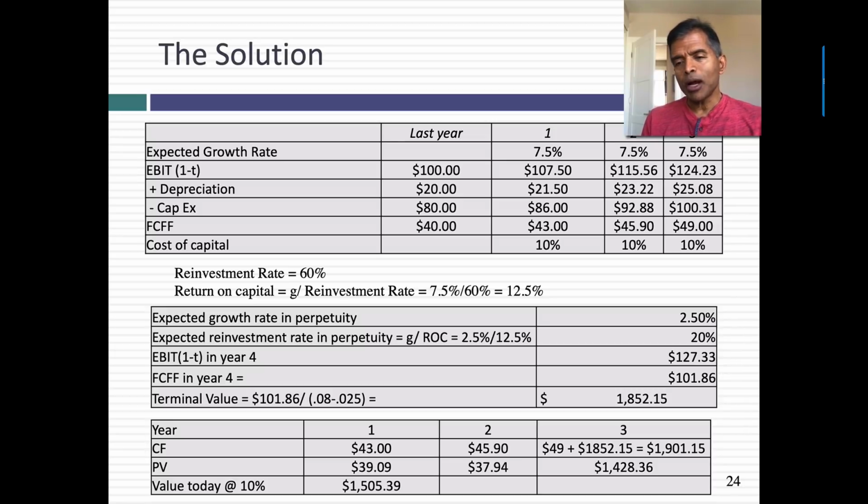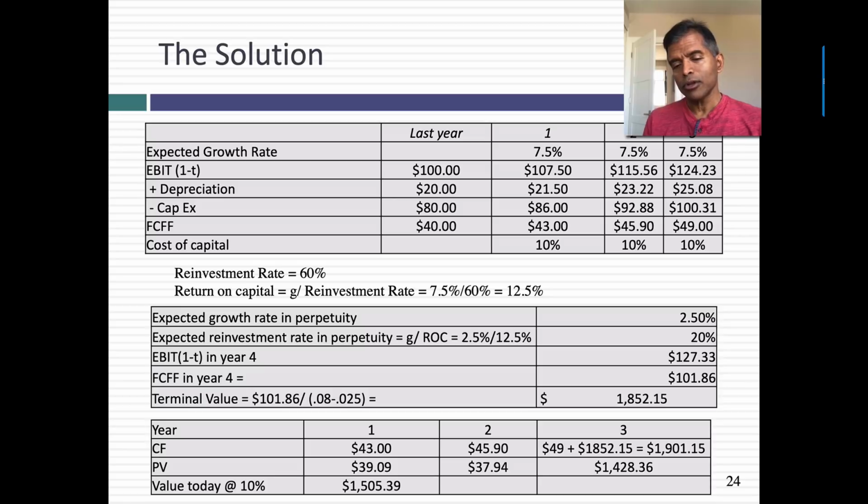I first take my after-tax operating income in year 3, 124.23, and grow it out 1 year at my stable growth rate of 2.5%. My growth rate drops, I've got to reflect that. But then I subtract out only 20% from that. You cannot take your free cash flow to the firm in year 3 and grow it out at 2.5%. It's going to give you a much lower terminal value than you should be getting. You need to compute the new reinvestment rate.